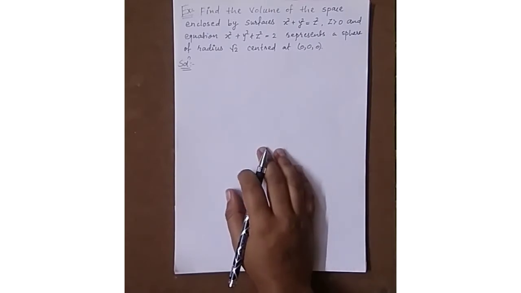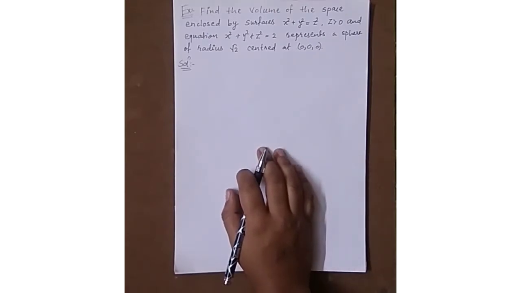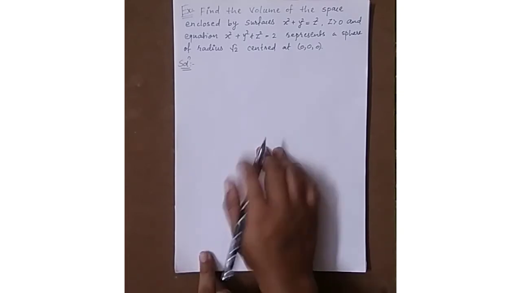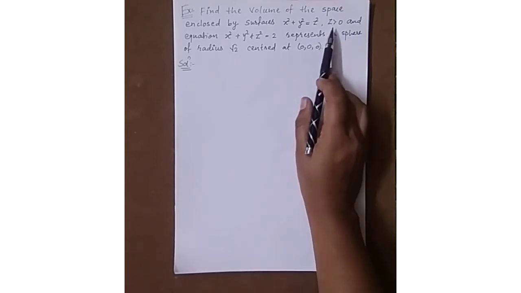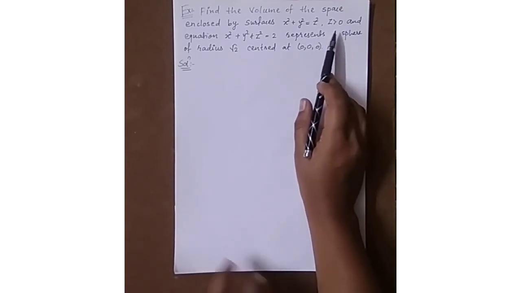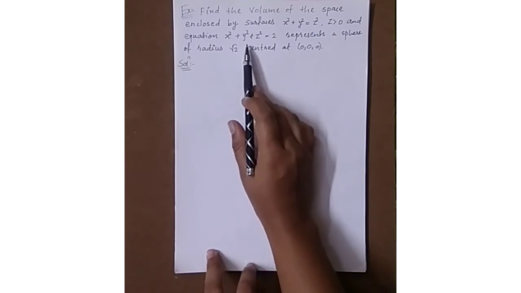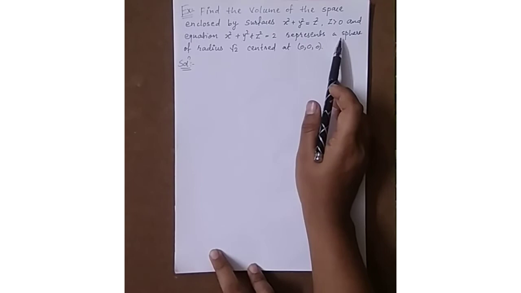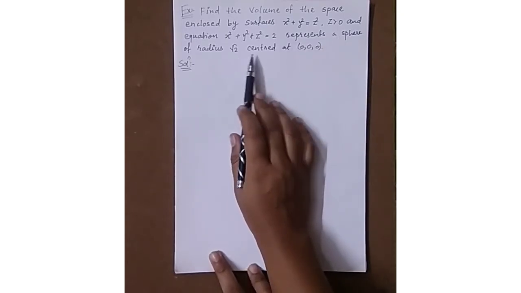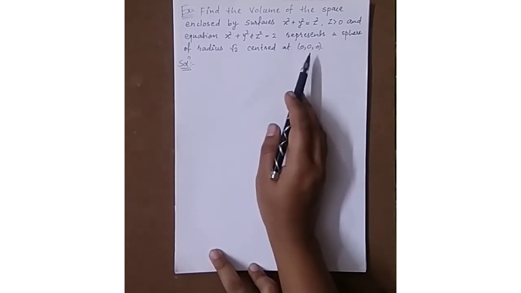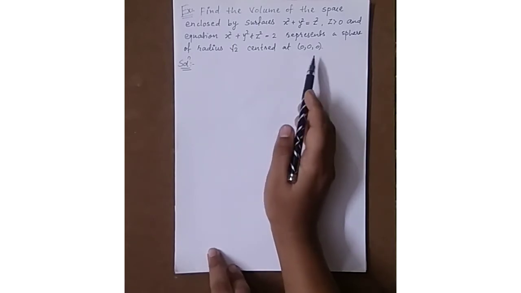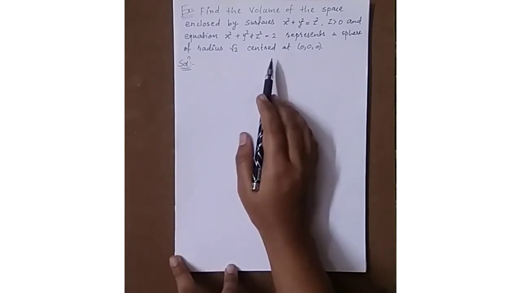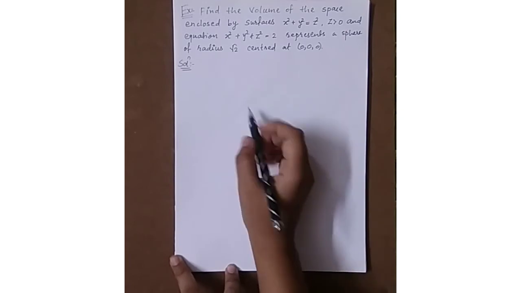Our next example is: find the volume of the space enclosed by the surface x square plus y square is equal to z square, where z is greater than 0, and the equation x square plus y square plus z square is equal to 2, which represents a sphere of radius square root of 2 centered at the origin 0, 0, 0. So first we are going to sketch the region.